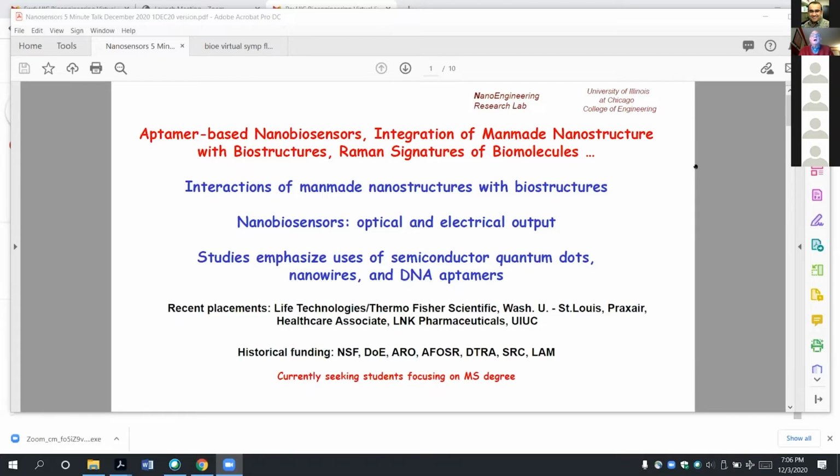We look at both optical and electrical operational modes. The optical is well suited if we want to place nanosensors inside of cells and monitor concentrations of analytes remotely. Some recent placements are listed here, both industry and universities, and our funding has been from a variety of sources.